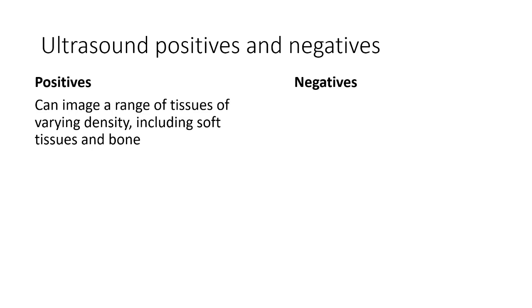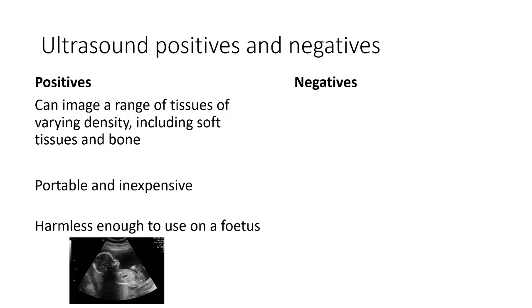Ultrasounds are really good because they can image a range of tissues of varying densities simultaneously, from soft tissues to bone. They're also very portable, and they're relatively inexpensive. Most of all, they're harmless, and they're safe enough to use repeatedly on humans, even on fetuses.